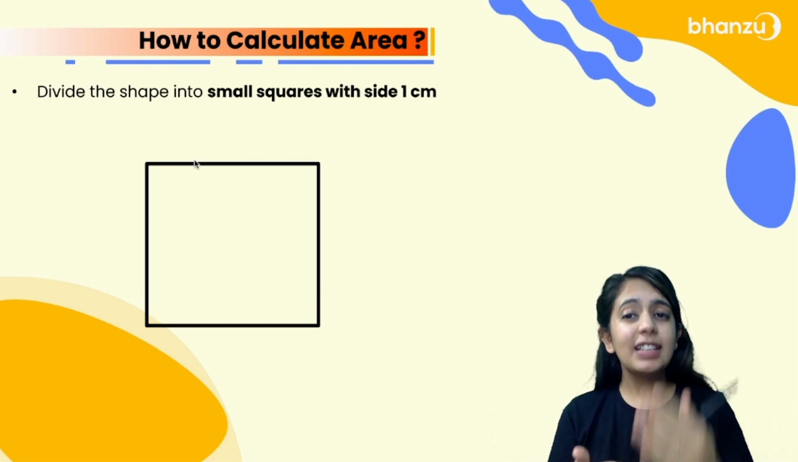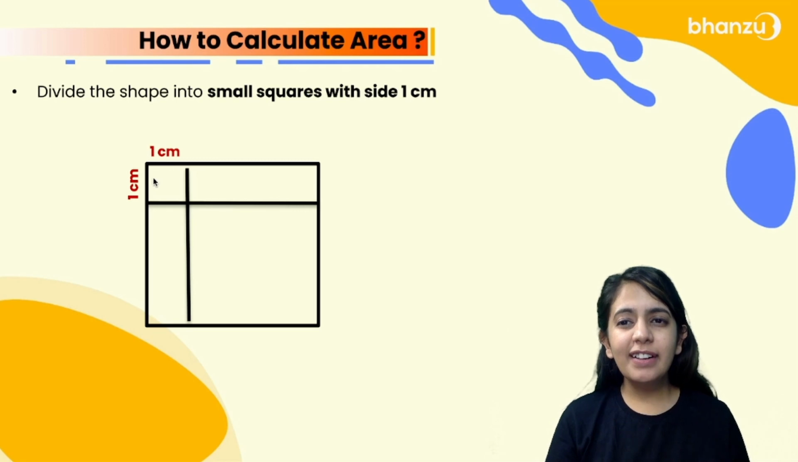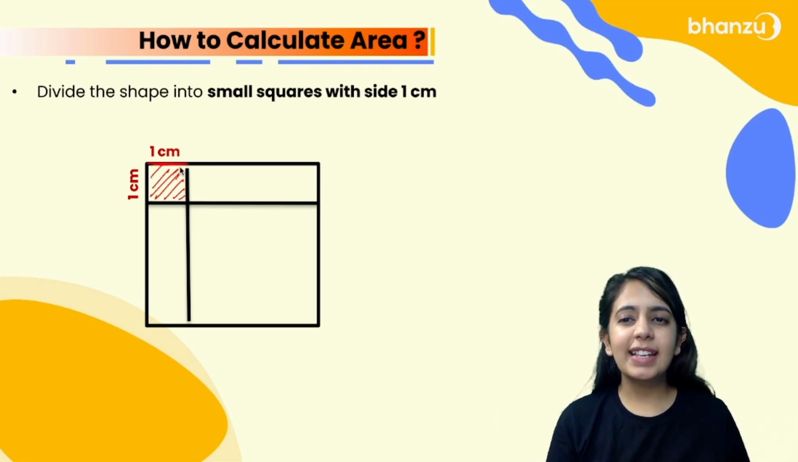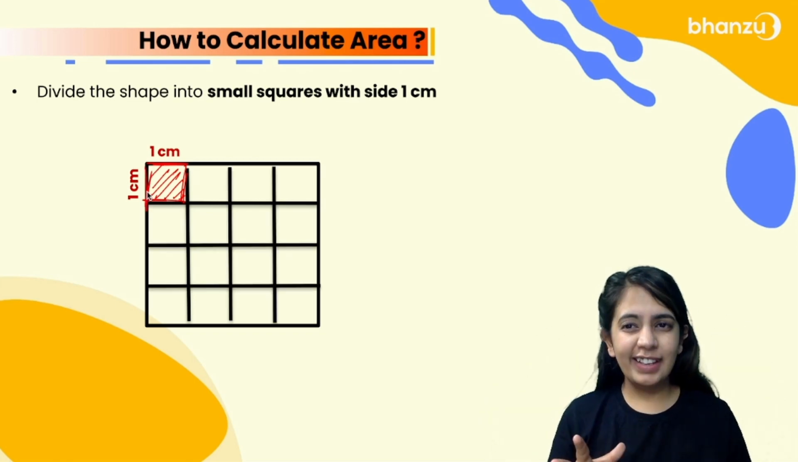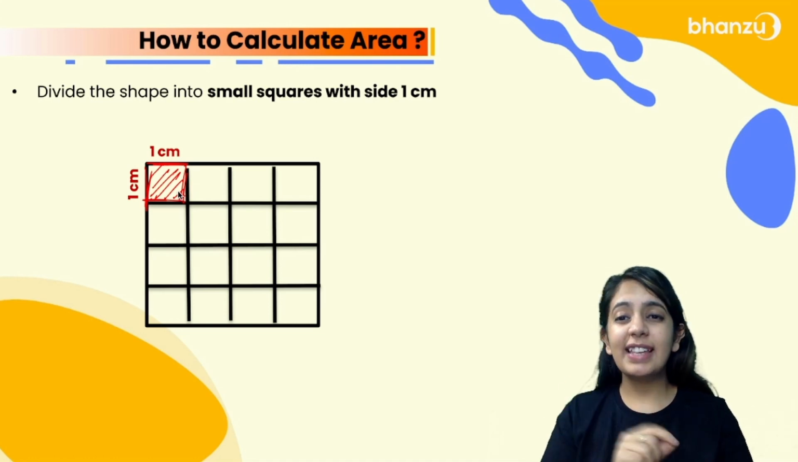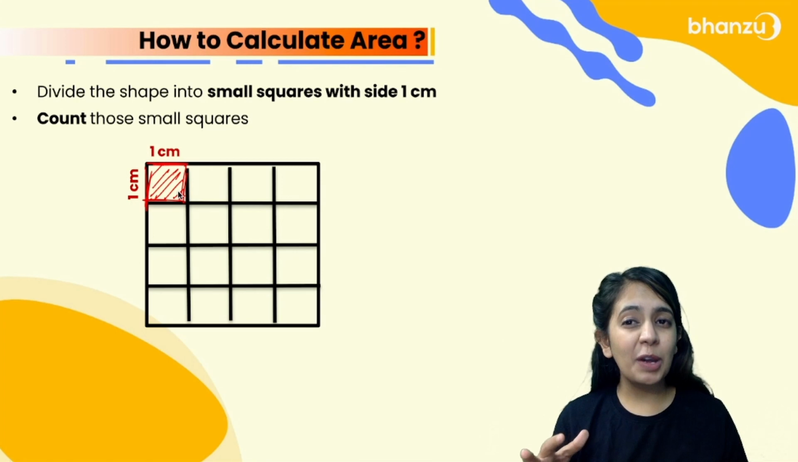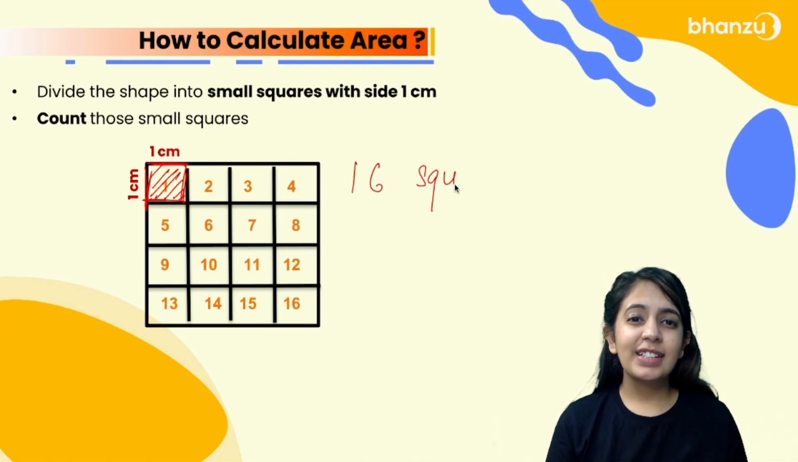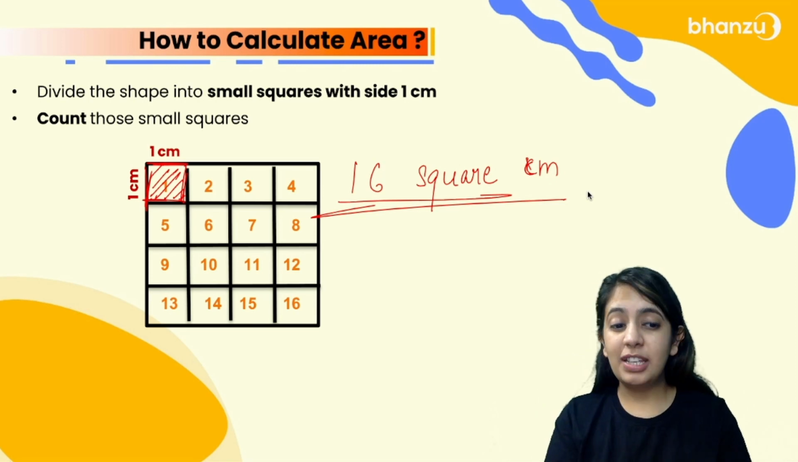Okay, so let's divide this particular shape into small squares with side 1 centimeter. Here we have cut out a small square whose side is 1 centimeter. Likewise, we are going to do this throughout the shape. Now the second step is to count these small square boxes. How many square boxes are there? Here we can see there are 16 squares. Since we are dividing it into centimeters, the area is 16 square centimeters.